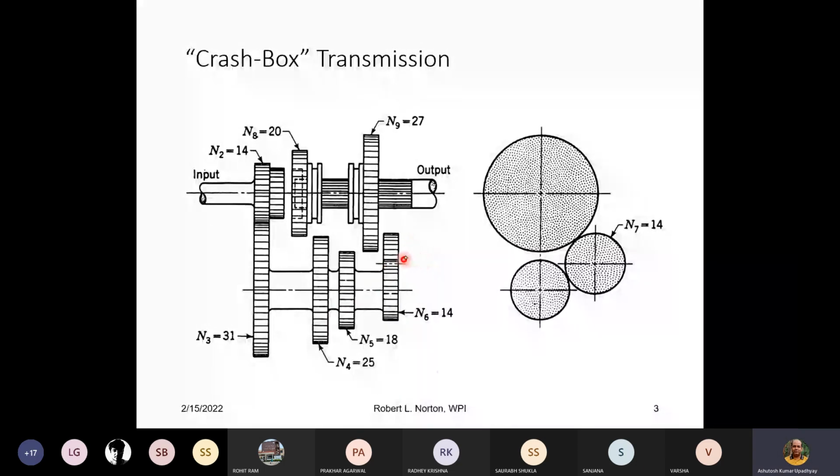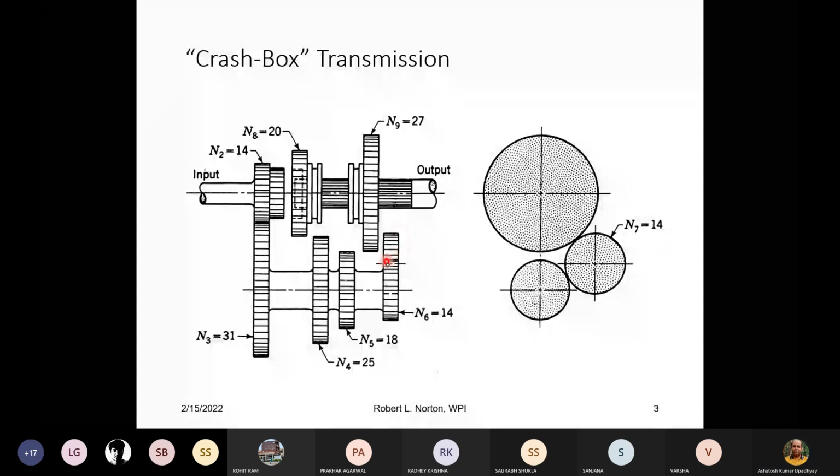Is my pointer visible to you all or not? Yes, sir.